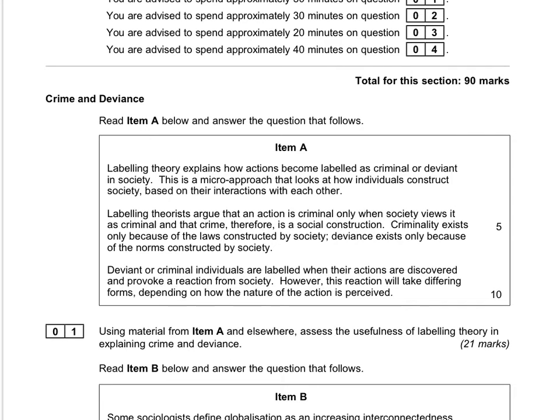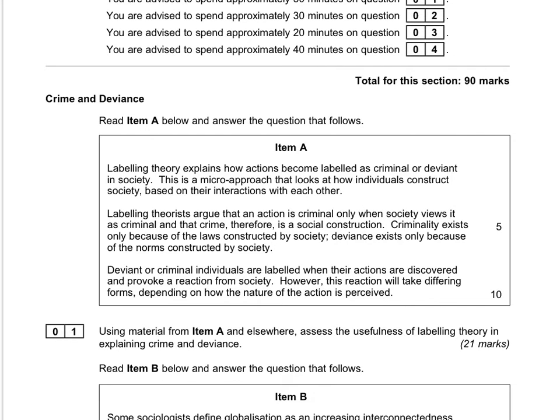So that's what you've got to really think about. Where's your criticism going to come from? Who would disagree with the labelling theory being useful? Who would say it's a bit useless because of A, B, and C, for example? So try and think which perspectives would argue that labelling theory is not a very useful perspective. Or is there anything wrong with some of the labelling theories themselves? Can you think of any criticisms in that sense?